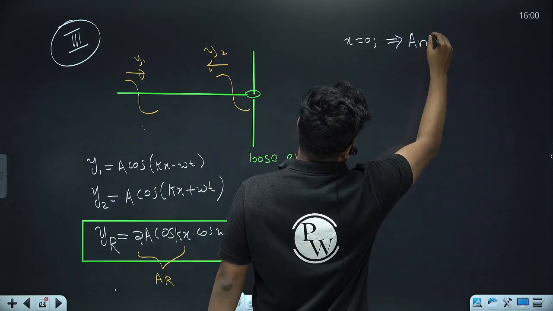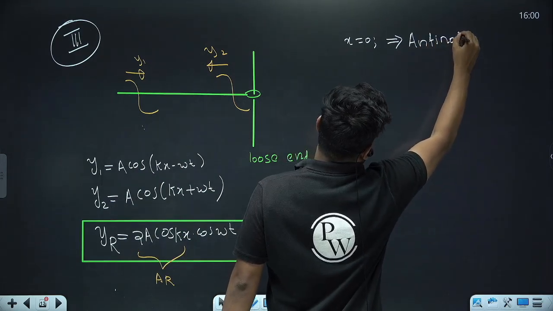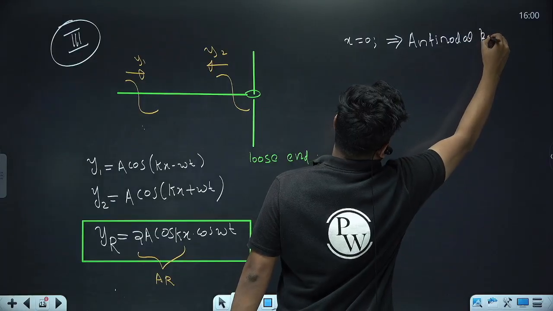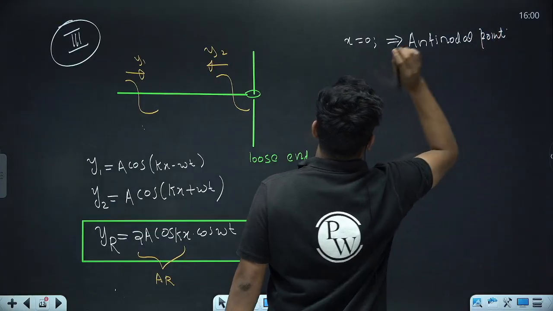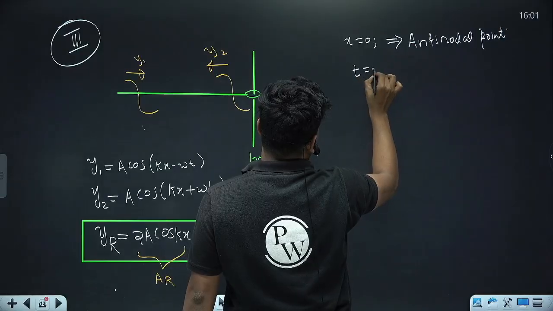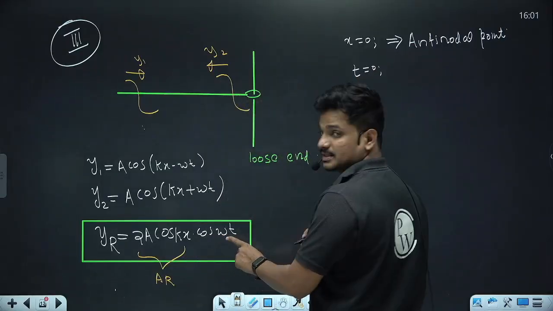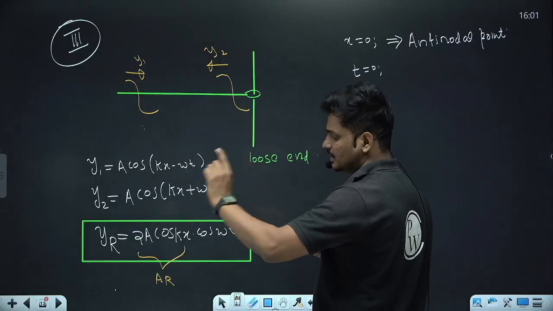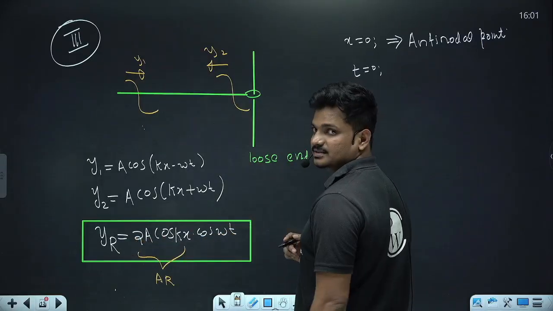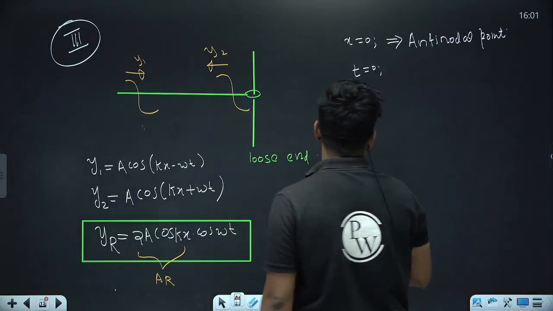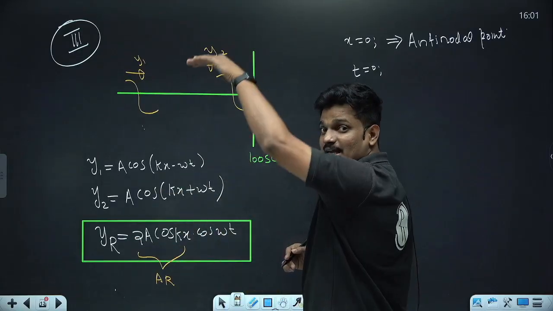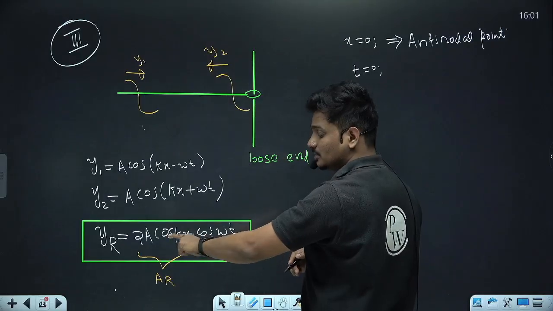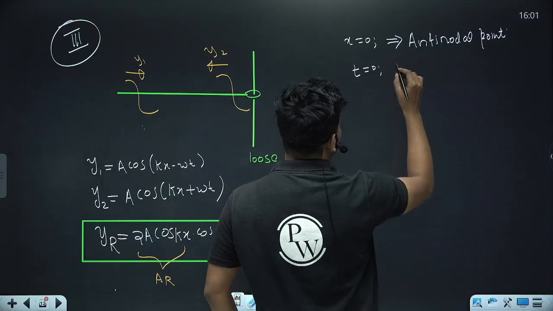Antinodal point. Then when time is equal to 0, what happens? cos omega t is 1, so our expression is 2a cos kx. That means when time is equal to 0, everyone is at the extreme position, similar to a cos graph.